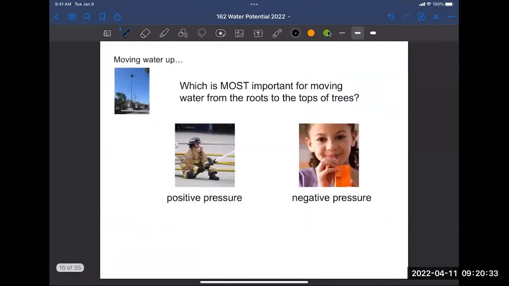So now let's think about long distance water movement from the roots to the leaves in a tall tree. Which do you think is most important? This is not a graded question or anything like that, it's not Learning Catalytics. Do you think it's positive pressure, water being pushed up from the roots to the leaves? Or is it negative pressure, the leaves somehow sucking the water up from the bottom? Go ahead and take your best guess, and we'll come back and answer the question later.